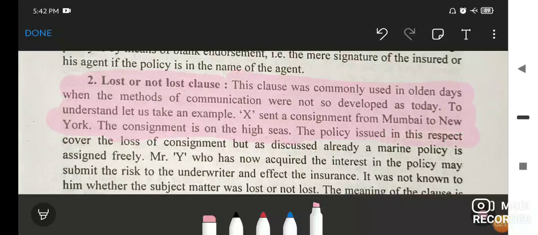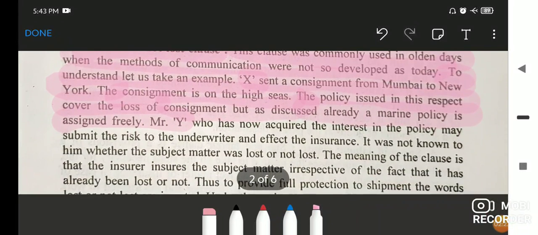The policy issued in this respect covers the loss of consignment, but as discussed earlier, a marine insurance policy is assigned freely. As I told you in the assignment clause, it is assigned freely, the only condition is that the party to whom we are assigning the contract must have some insurable interest after the assignment of the policy. So in this example, say Mr. X has sent a consignment from Mumbai to New York, but on the way the consignment is on the high seas. Now what will happen?